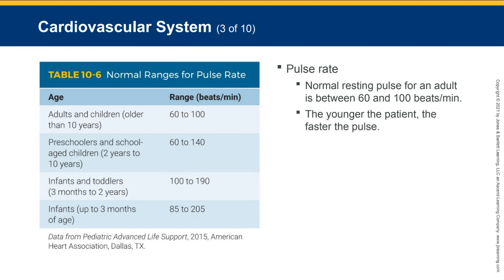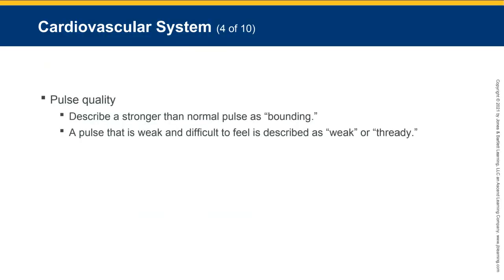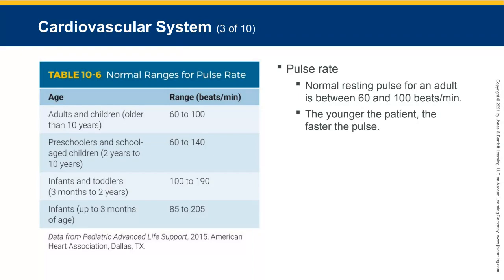If the pulse is below 60, it's considered a bradycardic pulse. If it's over 100, it is considered a tachycardic pulse. If the pulse is irregular, you will obtain the rate for a full minute.